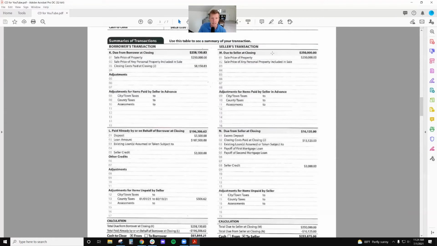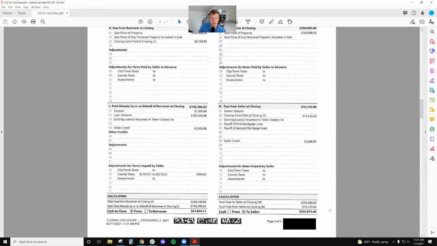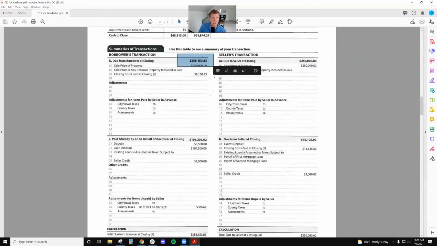Now I also like to see the seller transactions over here on the right-hand side, because I like to know, as an accountant, but also when I'm purchasing rental property, what sellers pay, just to keep tabs on everything. And so you can see the seller credit here. It actually reduces the amount that they're going to get out of this $250, right? So their calculation's a little bit different. You can see here's the amount that they should be getting. Over here, it's the amount that we're paying, but the seller it's the amount that we're getting.